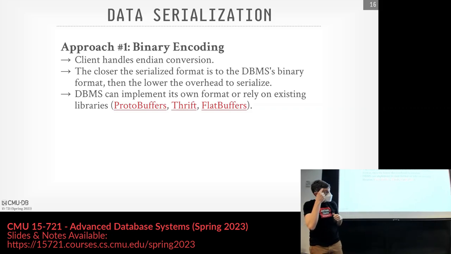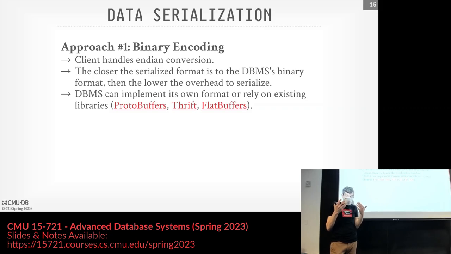So the first approach is to do binary encoding. This is where the database system encodes the data that it's sending back for the results of the tuple into a binary format, something related to the IEEE 754 standard, like a C or C++ native type. You encode the data like that, and you send it over. So the client is going to have to handle endianness. If the server is little endian and it's packing the bits for an integer in little endian format, but the client is big endian, the client is responsible for doing that conversion. Most people are running on x86 or ARM, and those are little endian, so this is not really an issue, but it is something you'd have to check in the client driver.